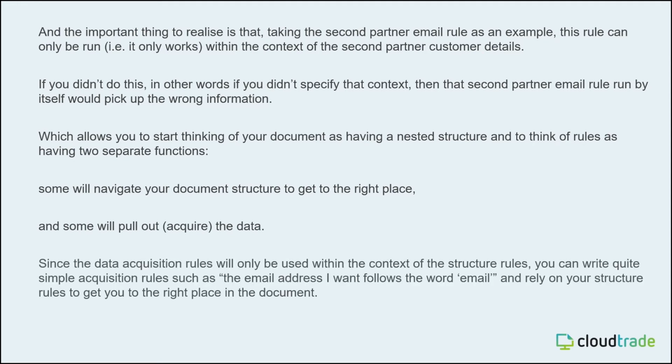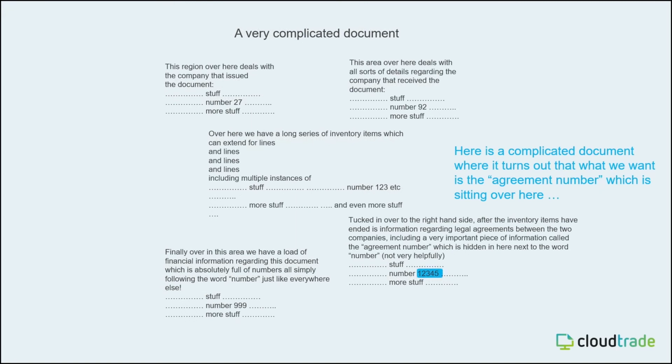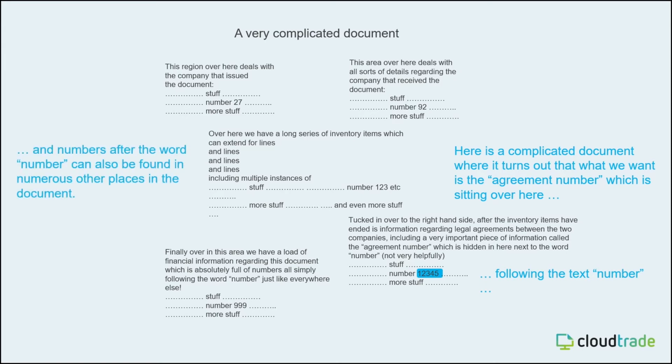The data acquisition rules then are only used within the context of the structure rules, i.e. you pass them in as parameters. And that means that you can now have simpler acquisition rules, just to say capture an email, because your other rules get you to the right place. See, if you wanted that number down here where I illustrated in blue, the bottom right, just following the text number, you can see that numbers following the text number are appearing in all sorts of other places within our document.